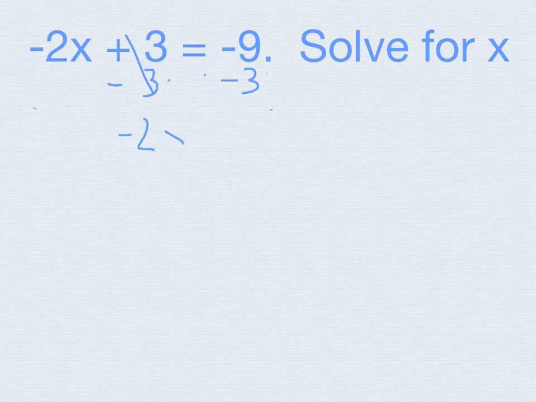So now negative 2 times x equals negative 12. Again, in reading this, it says negative 2 times x, so we're going to do the inverse and divide. Again, those cancel, so x is a positive 6. So just one more step than we had the last time around.